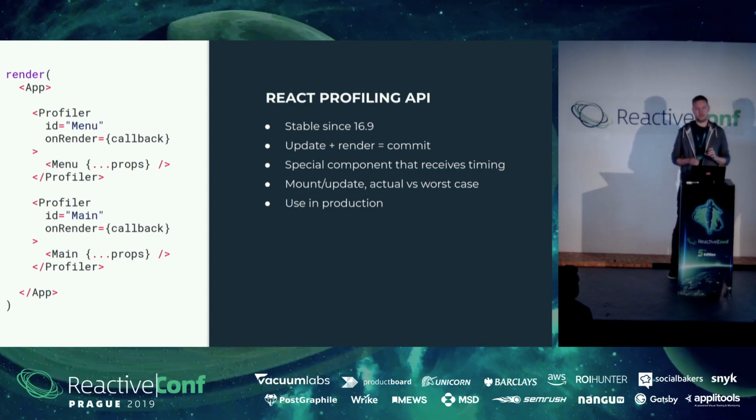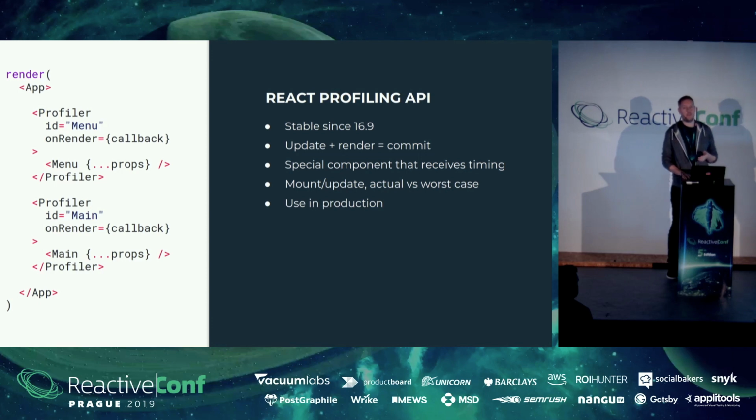And anytime the Profiler's subtree renders, the Profiler will notify the callback, and it will receive the performance data. To describe the data, you would know that the React lifecycle has an update phase and a render phase, and for the purpose of the Profiler, React combines those two together and calls it a commit. So basically, commit means one run through the lifecycle. And in that data, there is a property telling you if this was an initial mount, or if that was just a further update. That can be interesting for you.